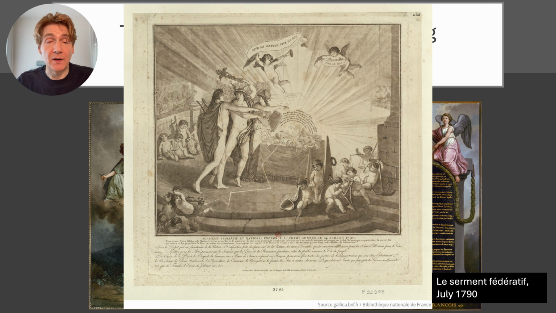To support this argument, one can look at another engraving entitled Le Serment Fédératif from July 1790 by an anonymous author. On 14 July 1790, for the first celebration of the Federation, the king had to swear an oath of fealty to both the nation and the law. This engraving represents this oath, but the king does not even appear.